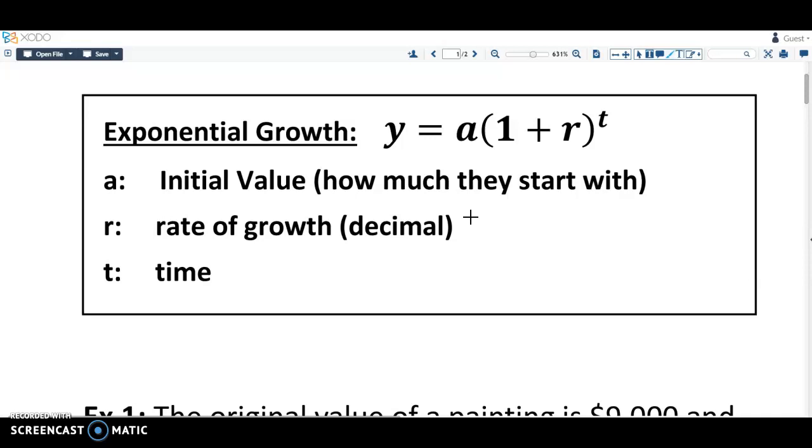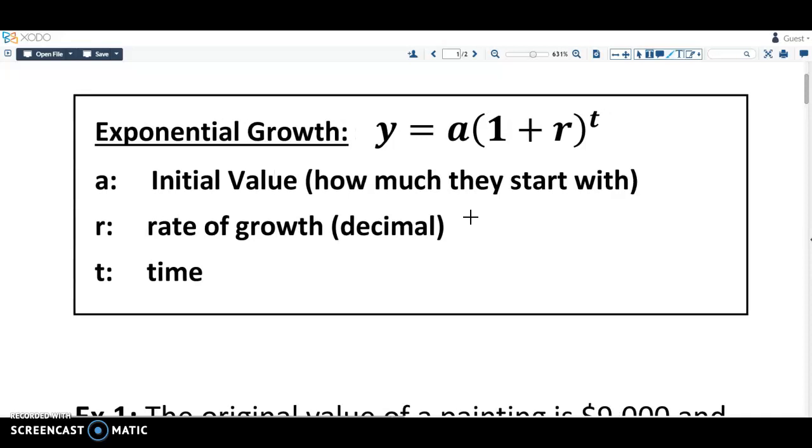When we talk about exponential growth, we have y equals a times 1 plus r to the power of t. And when it's written this way, a is still our initial value, so whatever we're starting with, but r is our rate of growth, and it's usually going to be given to you as a percentage, but you will have to turn that into a decimal. And then t is the amount of time that we're talking about.